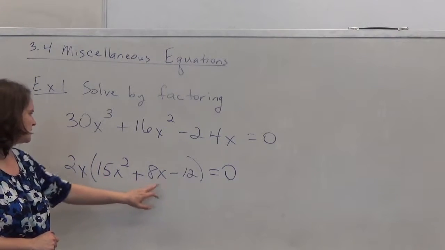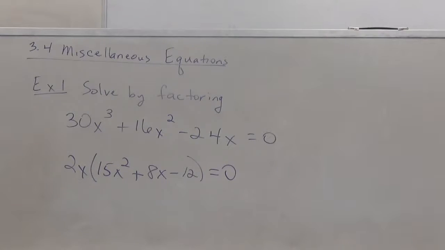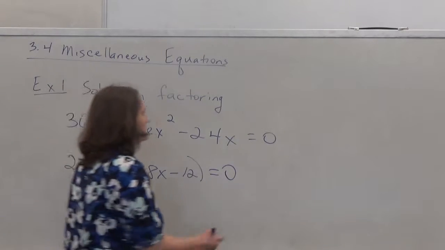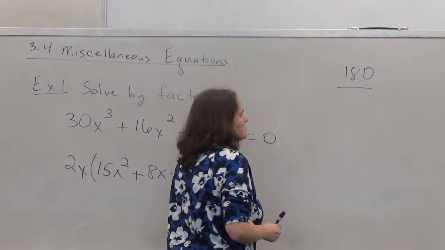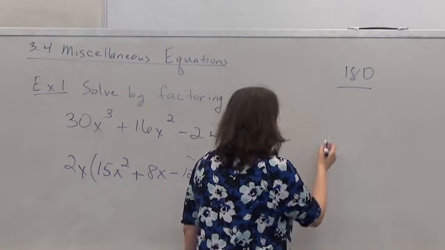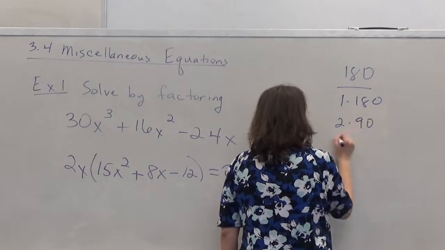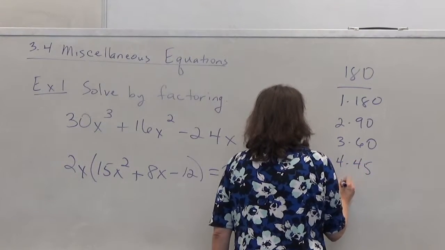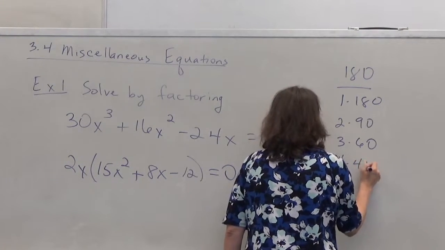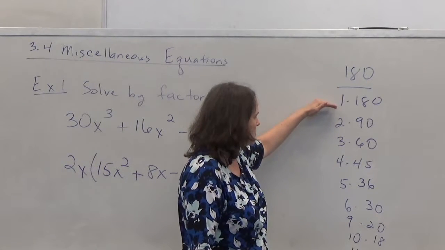We're going to do 15 times negative 12. Let's just look at 15 times 12 first. What is 15 times 12? It gives me 180. So I need to look at all possible factors of 180. I can do 1 times 180, 2 times 90, 3 times 60. These are all the possible ways that I can factor 180.